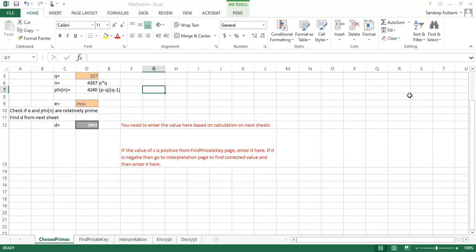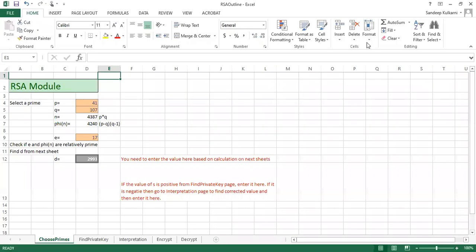Another thing I want to mention about this whole file is that the cells that are colored like this are places where you can enter any input you like. There are some restrictions on what input you can add, but I'm not going to go through those right now.